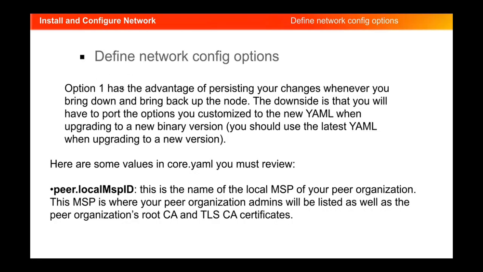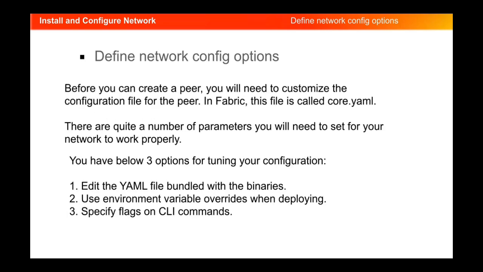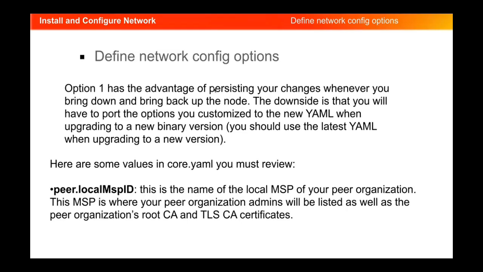So moving forward in defining the network config option. Option 1 has the advantage of persisting your changes whenever you bring down and bring back up the node. The downside is that you will have to port the options you customized to the new YAML when upgrading to a new binary version. So what does this mean? You have this previous option, which is to edit the YAML file bundled with the binaries. If you go with this first option, the advantage is you can persist your changes whenever you bring down or bring back the node.